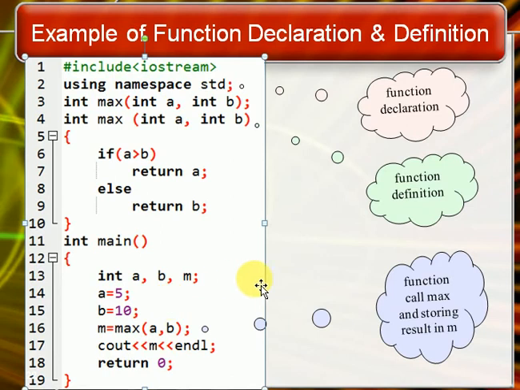Here is a programming example related to function declaration. It's #include <iostream.h>, using namespace std, int max with these two parameters. It's actually the function declaration. Then the function definition, int max, int a, int b, to find the maximum number between a and b. Then the main function, where the maximum function is called. Here is a call statement. The result of the maximum value will be stored back in m. Then display of m, return 0.